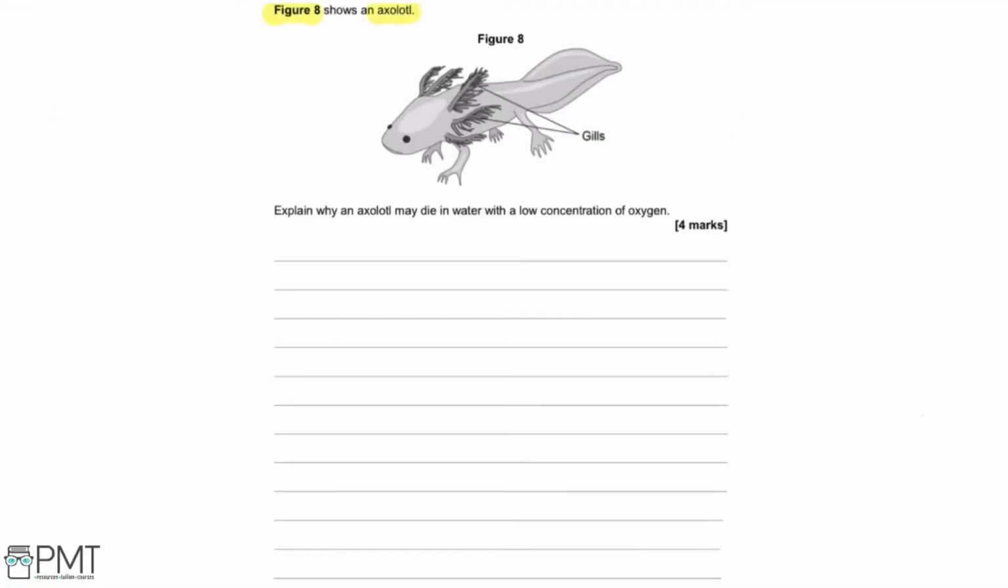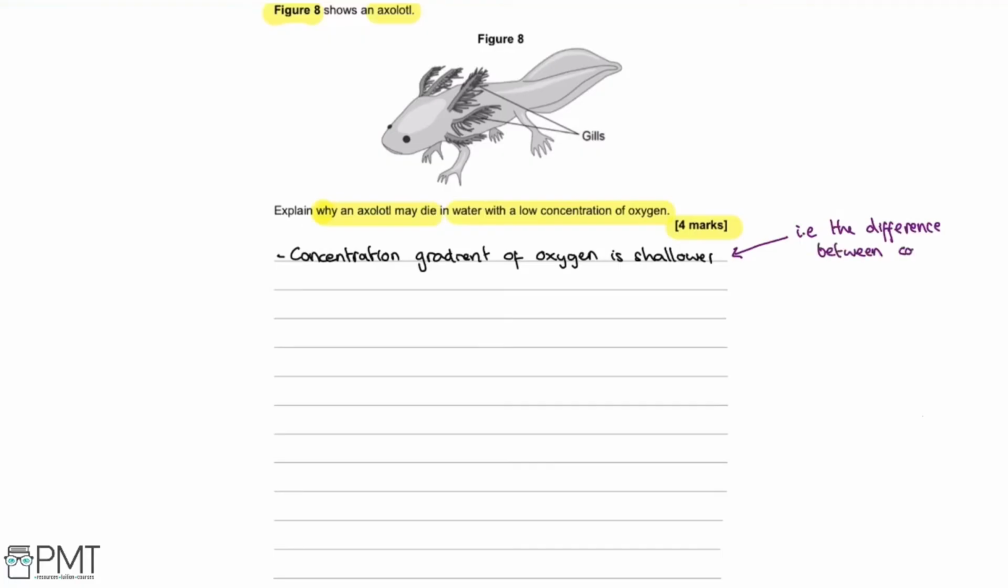Figure 8 shows an axolotl. Explain why an axolotl may die in water with a low concentration of oxygen, and this question is worth 4 marks. So when there's a decreased concentration of oxygen in the water, the concentration gradient of the oxygen becomes shallower. The reason for this shallower concentration gradient is the fact that the difference between the concentration of oxygen in the water and the concentration of oxygen in the axolotl itself is smaller. And the overall effect of this is the rate of diffusion into the gills of the axolotl is going to be slower. Next, you want to go on to talk a little bit more about the effects of this.